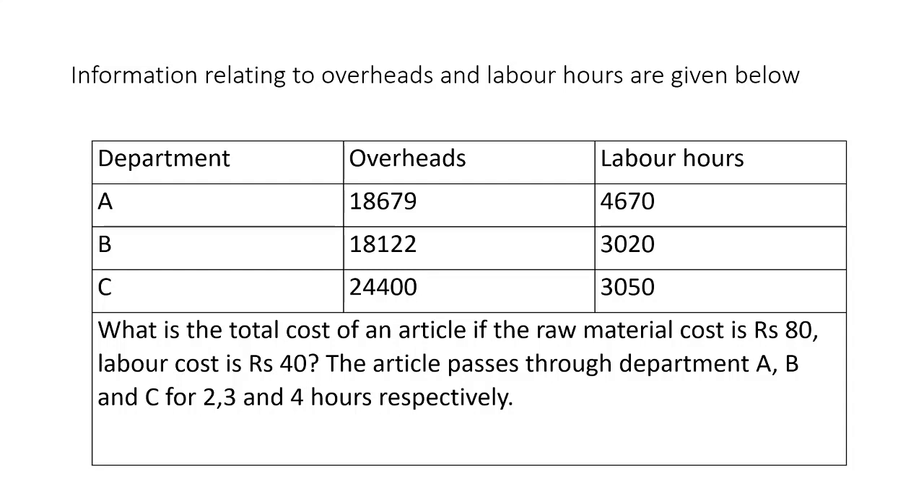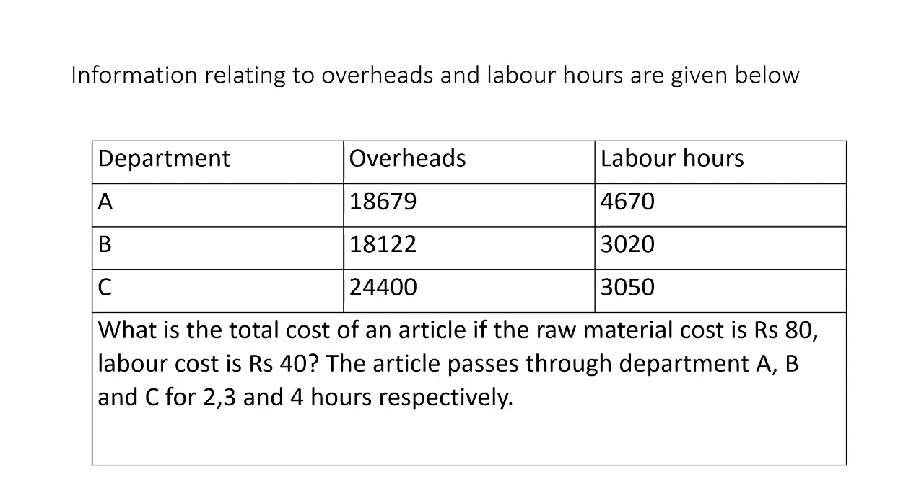Now, the information relating to the overheads as well as labor hours are given. So, we can find out the factory overheads using the labor hour rate. So, for that purpose, first we will have to find out the labor hour rate. Then, based on the labor hour rate, we can find out the overheads, and based on that we can find the total cost of an article.